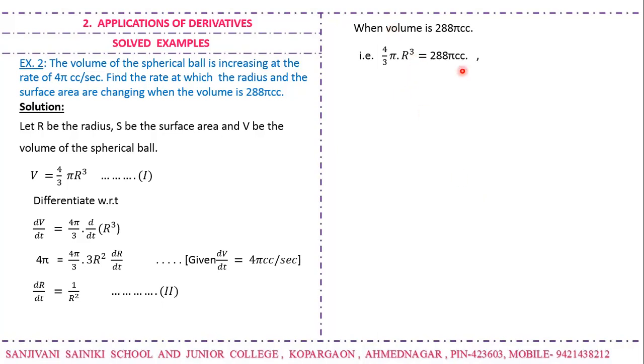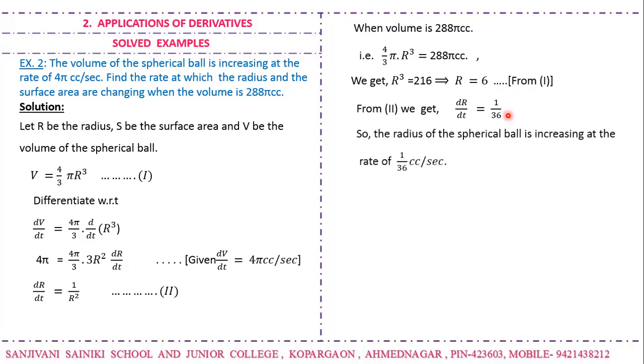Now when the volume is 288 pi cubic centimeter, so 4 by 3 pi r cube is equal to 288 pi. So r cube is equal to 216, which implies r must be equal to 6 because cube of 6 is 216. So we get dr by dt is 1 upon 36. That is the rate of change of the radius when the volume is increasing is 1 upon 36 centimeter per second. So the radius of the spherical ball is increasing at the rate of 1 by 36 centimeter per second.